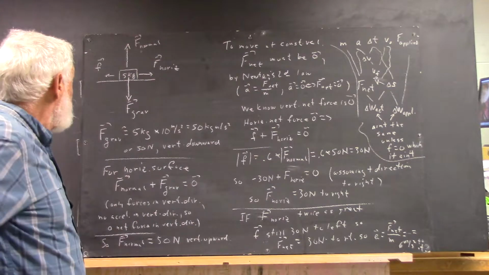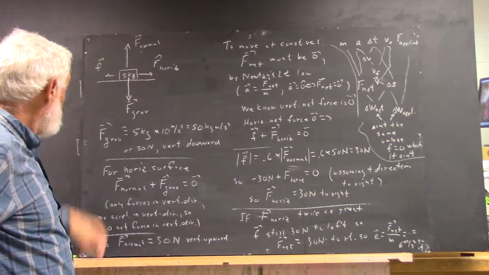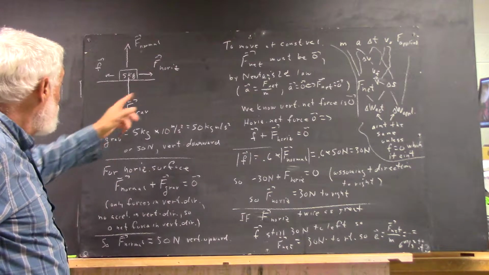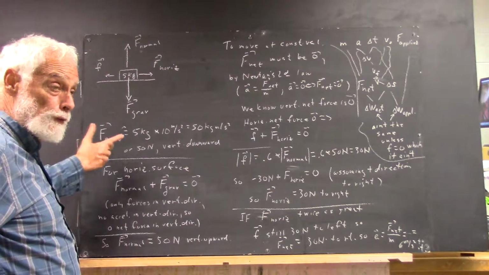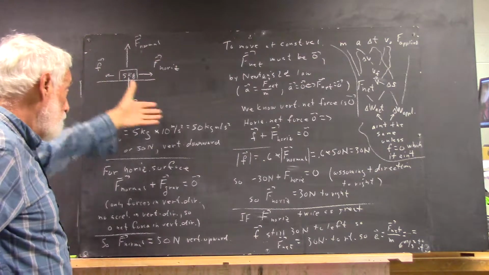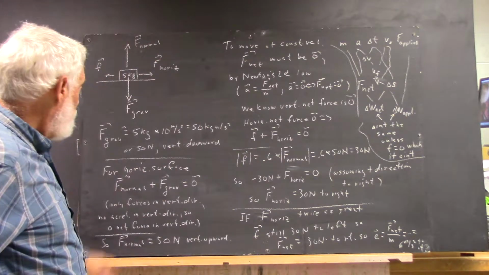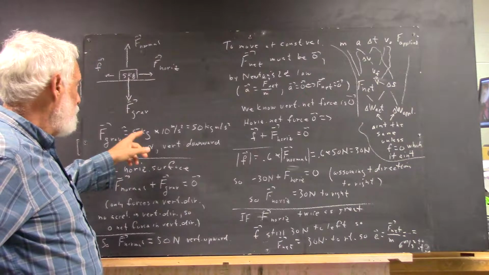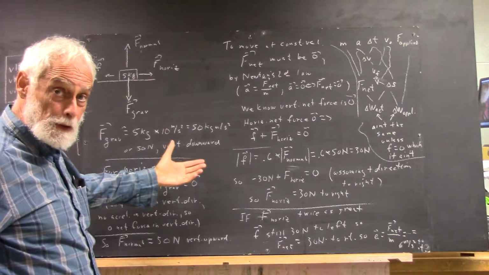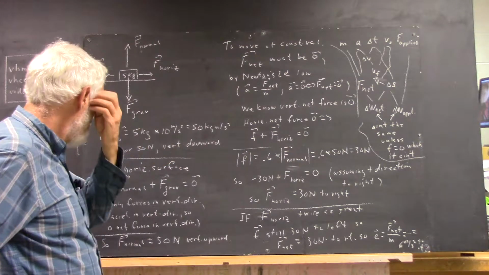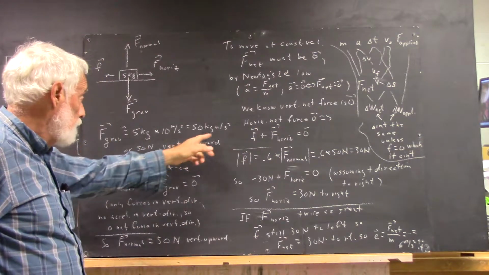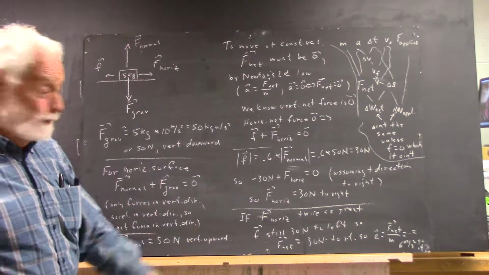Okay, so here's our diagram. These are our forces. Okay, so we calculate the gravitational force very easily. We multiply the mass by the acceleration of gravity. We find that we get a force of 5 kilograms times about 10 meters per second squared, using this approximation for the acceleration of gravity, which is 50 kilogram meters per second squared, or 50 newtons.